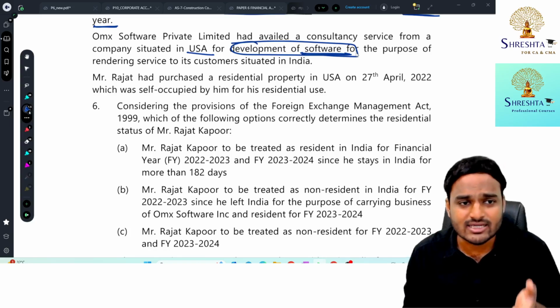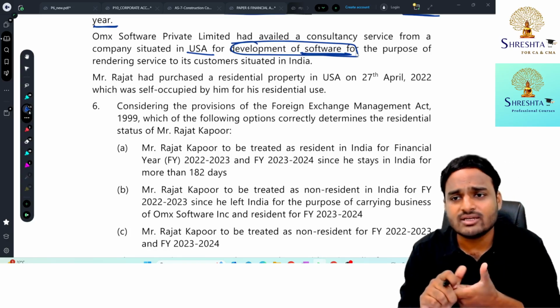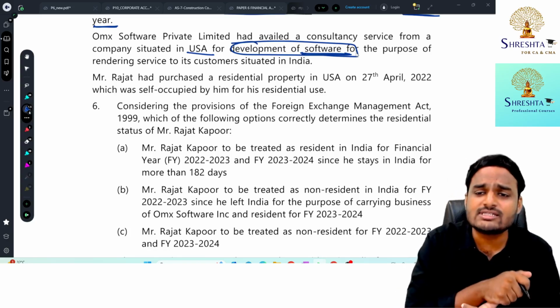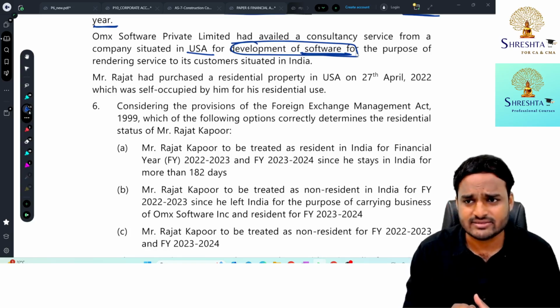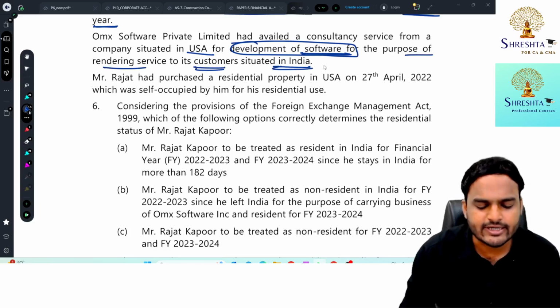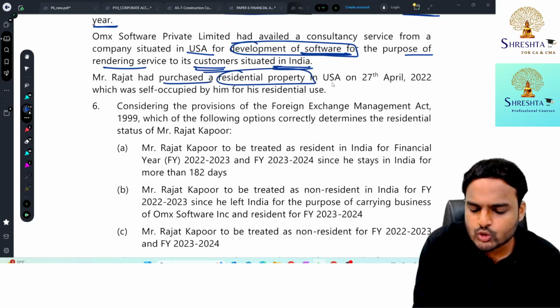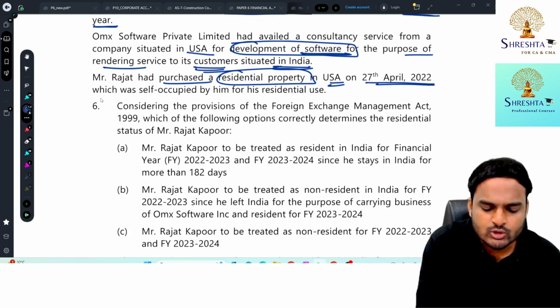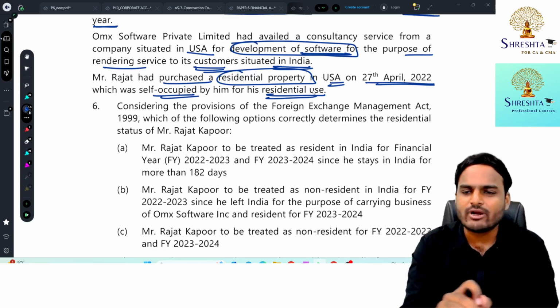You can avail consultancy service with respect to infra projects or other than infra projects. For infra projects, there is a limit of 10 million USD. For other projects, 1 million USD is there, right? For the purpose of rendering service to its customers situated in India. Mr. Rajat had purchased a residential property in USA on 27th April 2022, which was self-occupied by him for his residential use.